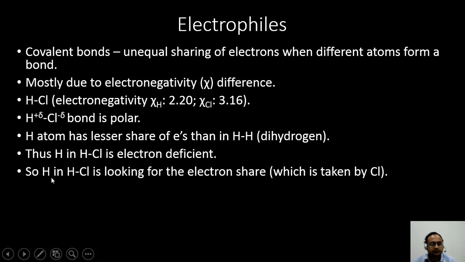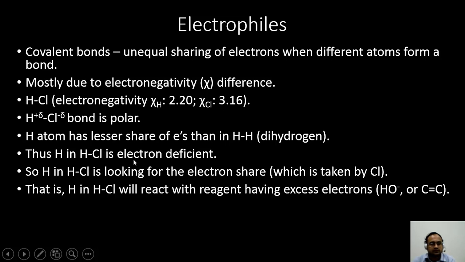Because of this electron deficiency, the hydrogen atom in HCl is looking for the electron share which has been taken by the chlorine atom. Therefore, hydrogen in HCl will react with any reagent having an excess electron density, like the hydroxide ion, or even the pi electrons of a carbon-carbon double bond, which will supply this electron density to the electron deficient hydrogen atom in HCl. And therefore, we say that hydrogen in HCl is electrophilic.